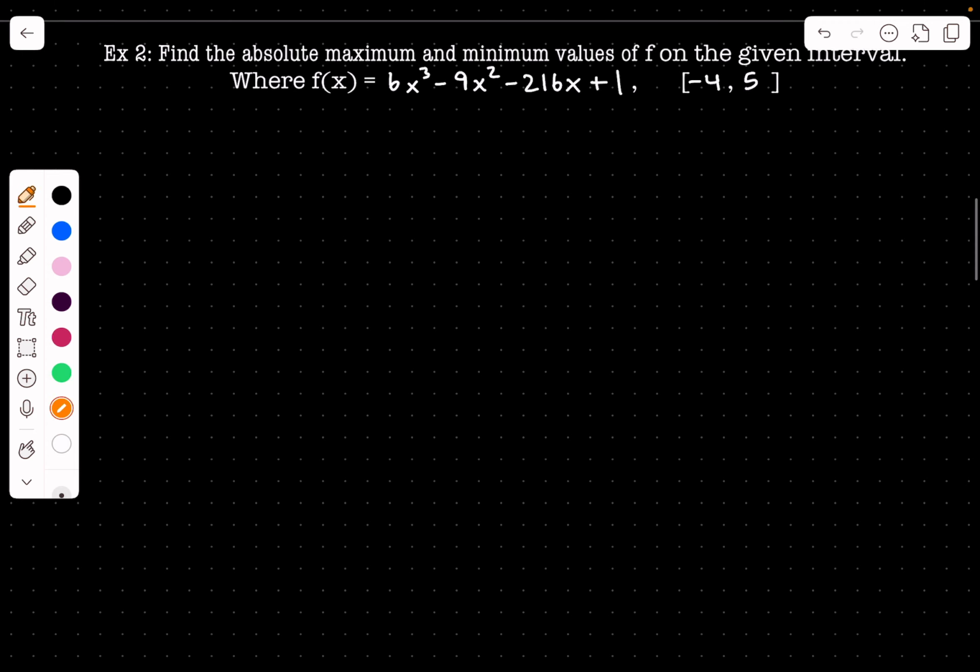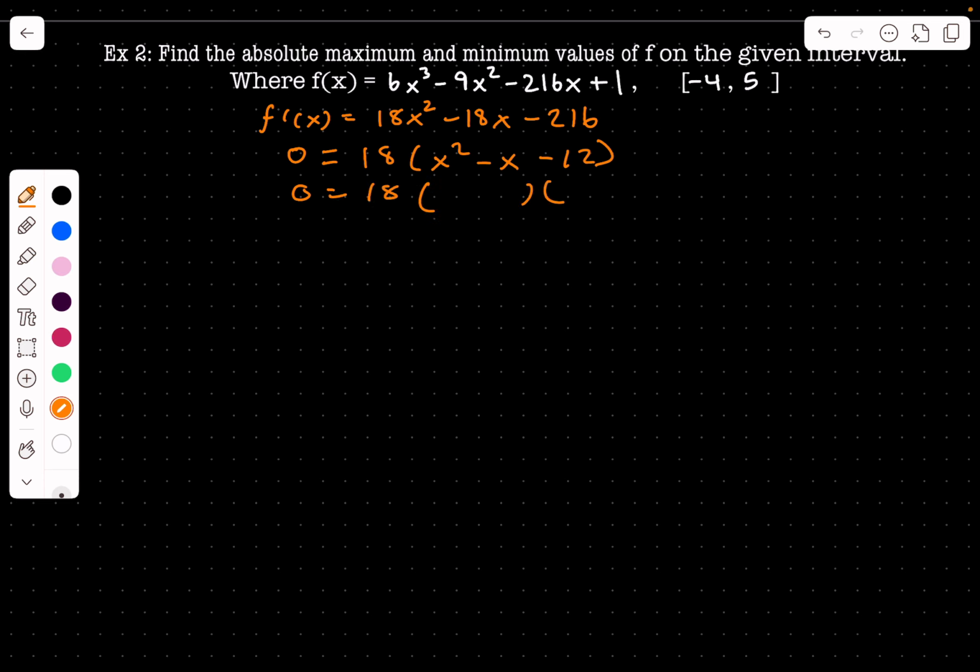First step is to find our derivative. The derivative for this is going to be 18x to the second power minus 18x to the first power minus 216. Next, we are going to pull out our greatest common factor, which is going to be 18, and set it equal to 0. When we do that, we are going to be left with 18 times x squared minus x minus 12. Then we're going to factor this out.